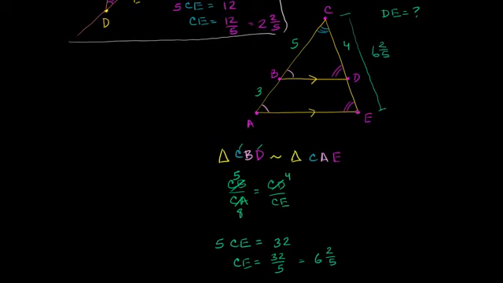And so DE, what we actually have to figure out, is going to be this entire length, 6 2/5, minus CD right over here, which is 4. So 6 2/5 minus 4 is 2 2/5. So we're done. DE is 2 2/5.